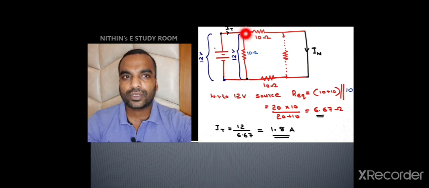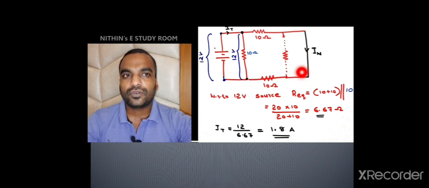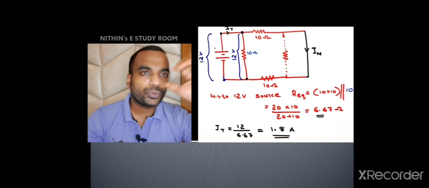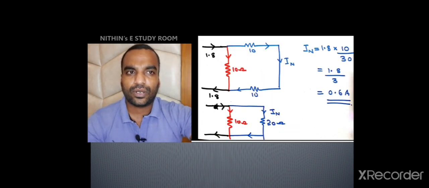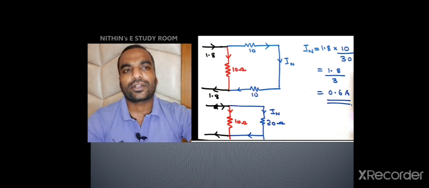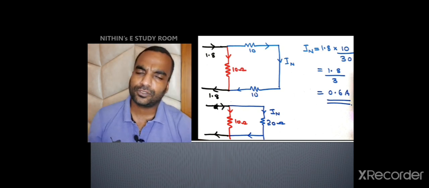So you are getting 12 volt across these terminals. And in this branch you are having 20 ohm. So what is the current IN? IN is created by a voltage of 12 volt and its corresponding resistance is 20 ohm. So IN is equal to 12 by 20. You will get 0.6 ampere, exactly what you got in the previous calculation also. So IN is equal to 0.6 ampere.